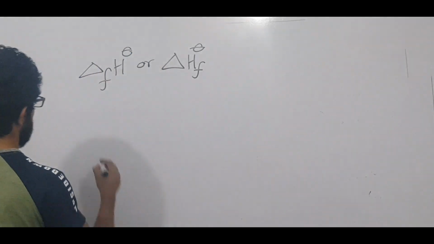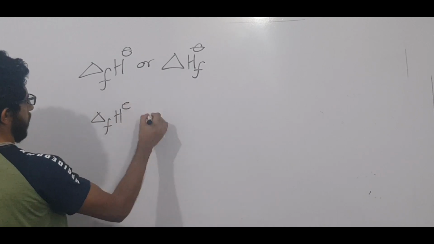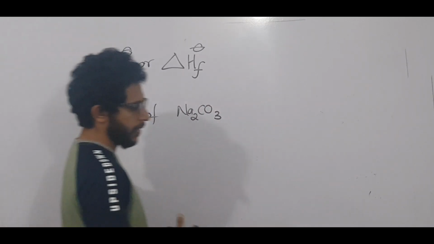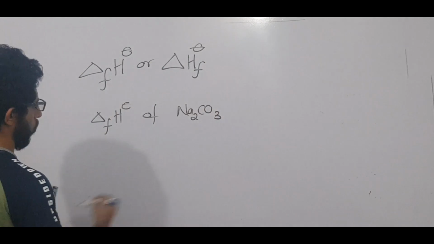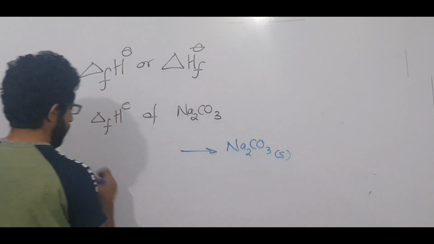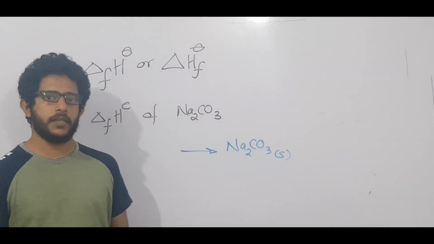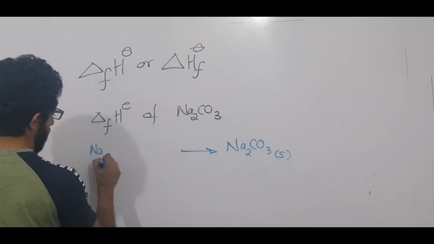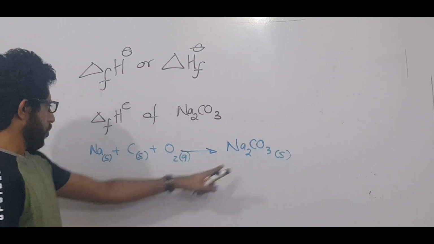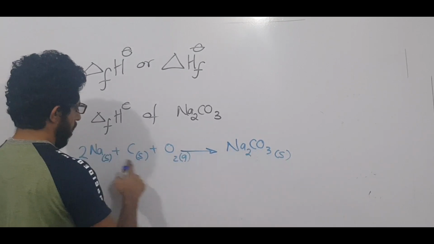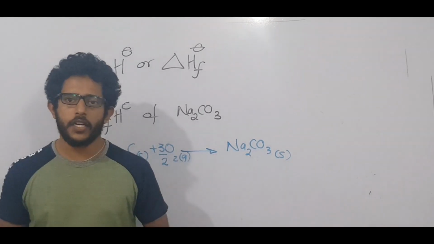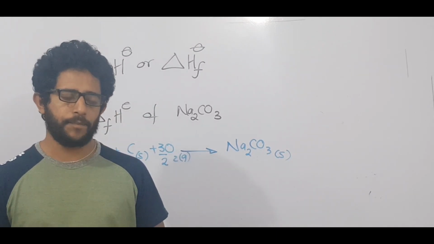For example, the standard enthalpy change of formation of sodium carbonate, Na2CO3. So how do we apply this? For the formation enthalpy of sodium carbonate, we make 1 mole of Na2CO3 solid. We form this from the elements, so we have sodium solid, carbon solid, and oxygen gas. There are 2 sodiums, so we put 2 in front of sodium. 1 carbon, and 3 oxygens, so this should be 3 divided by 2 O2, because the total amount of oxygen should be 3.